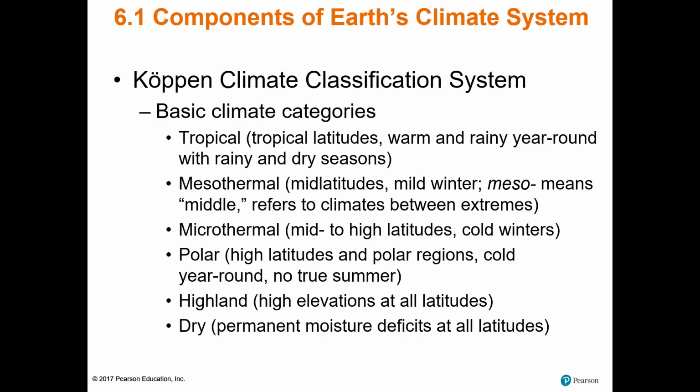Microthermal occurs in mid to high latitudes, and this is where we have cold winters. Polar areas are high latitudes and polar regions. They're cold year-round, and there's no true summer or what we would consider to be a warming up period. Highland would be high elevations that occur at all latitudes. So you can also consider this to be high altitude. That means that in areas where there are large mountain ranges, you will have a highland classification, which is very similar to a polar classification, and sometimes those are grouped together. And then we have dry, which is a permanent moisture deficit at all latitudes.